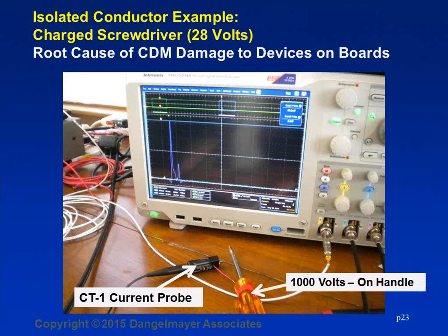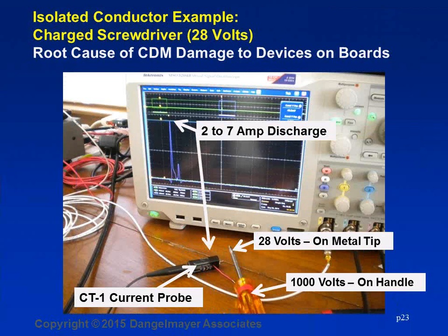So when we did this, we measured 1,000 volts on the handle. That was measured with an electrostatic voltmeter. We measured 28 volts on the metal tip with a contact voltmeter. And when we did the discharge, in these kinds of tests, you have to do many tests in order to understand what kind of discharge you're getting. But we measured between 2 and 7 amps of discharge. In most cases, that's going to be a problem for most devices if you're making contact with circuitry.